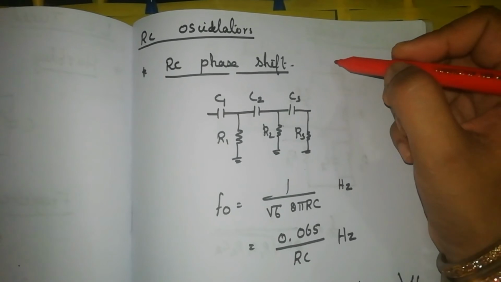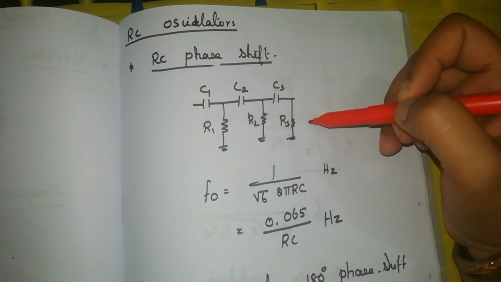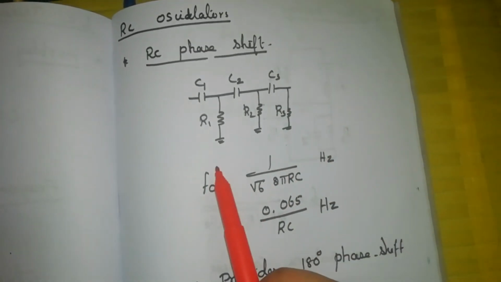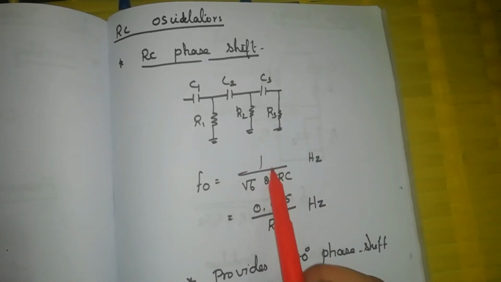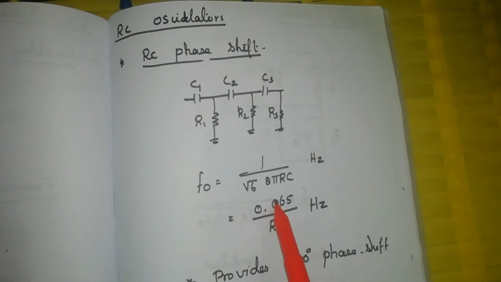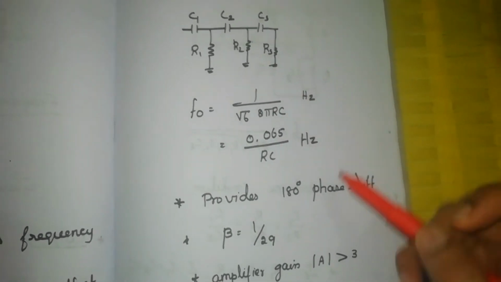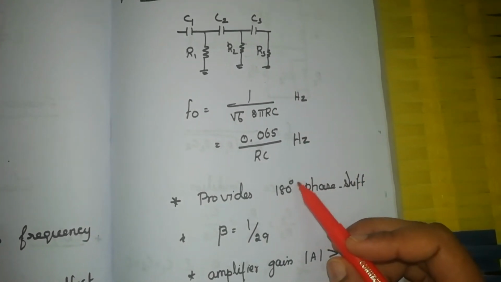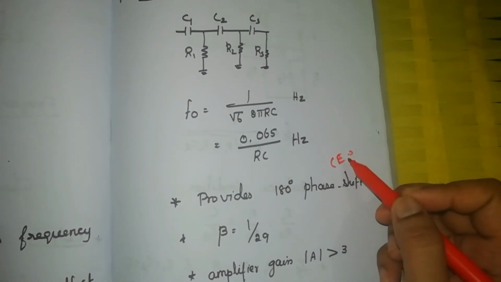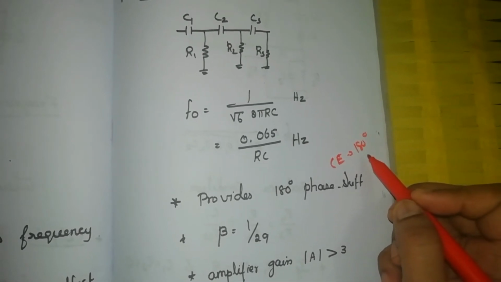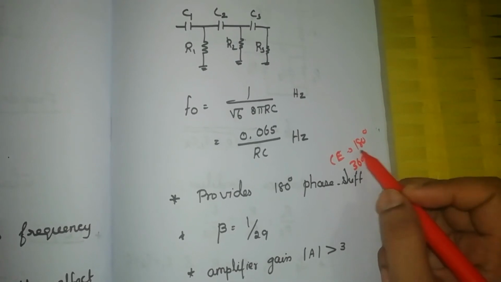So next we see the RC oscillator. First we see about the RC phase shift oscillator. It uses 3 capacitors and 3 resistors, and here the frequency of oscillation is equal to 1 by 2 pi RC root 6 hertz. Otherwise if you apply all the known values, we will get 0.065 divided by RC hertz. And this RC circuit provides 180 degree phase shift, and also we are using a CE amplifier. This amplifier itself provides 180 degree phase shift, so totally 360 degree phase shift. It satisfies the condition of oscillation.